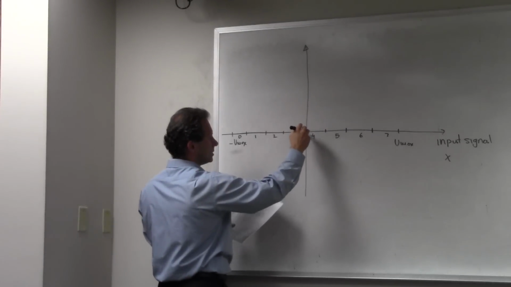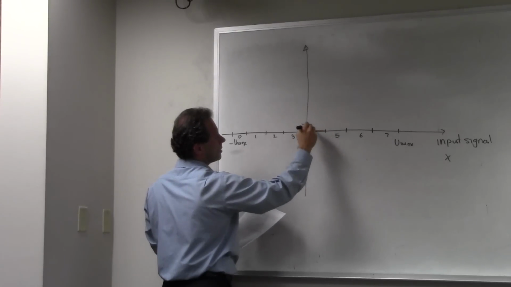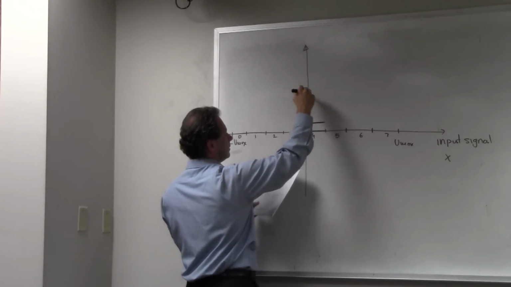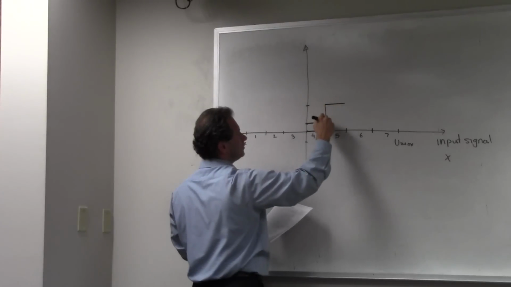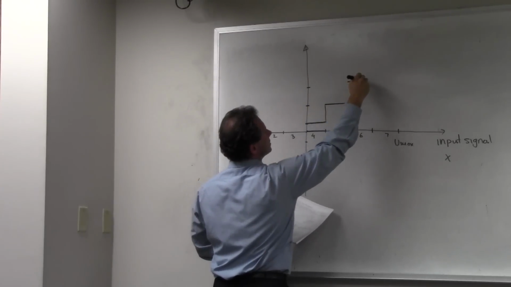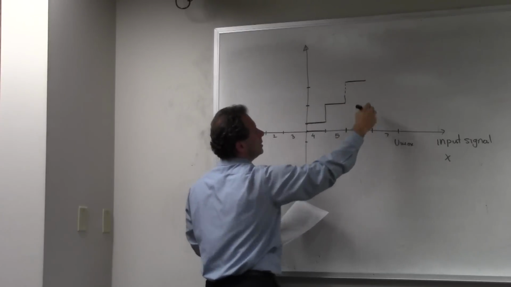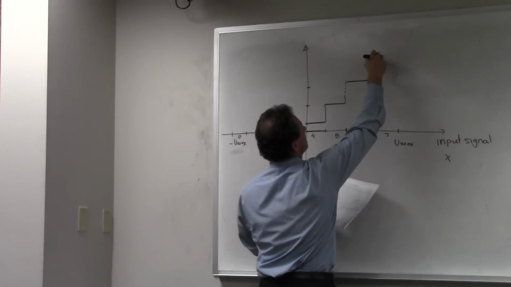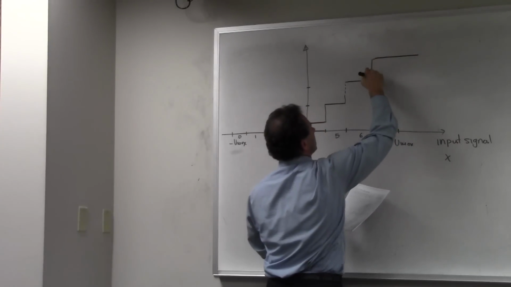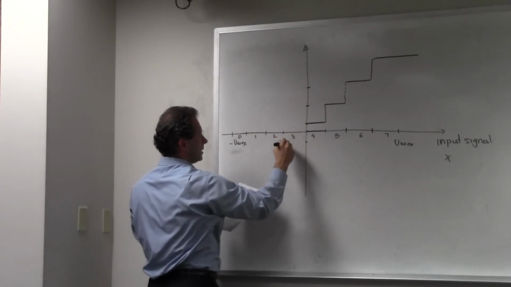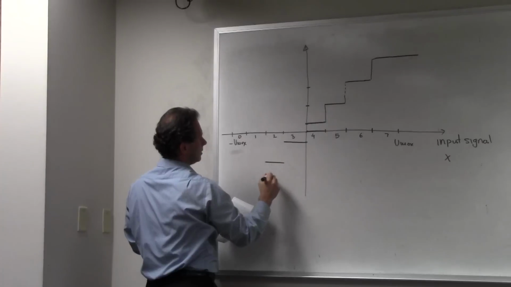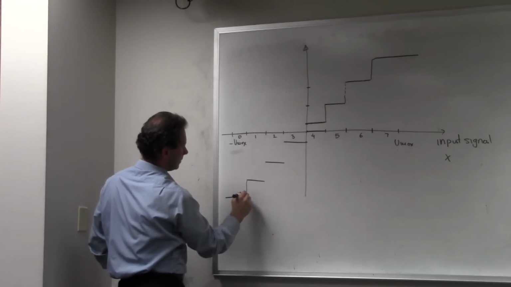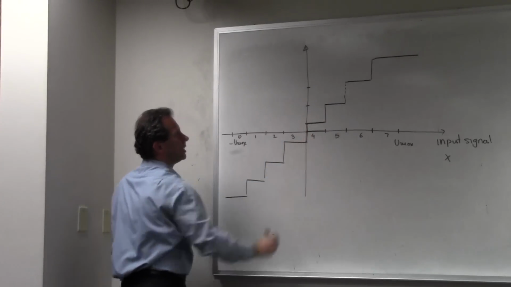And then here's how it works. Anything that is in interval 4 will get this value. And then everything that's in interval 5 will get this value. And then everything that's in interval 6 will get this value, and interval 7 and above will get this value. On the other hand, this is what happens here. Another delta here, and then 0 and below. Okay. So that's my input-output characteristic of the quantizer.